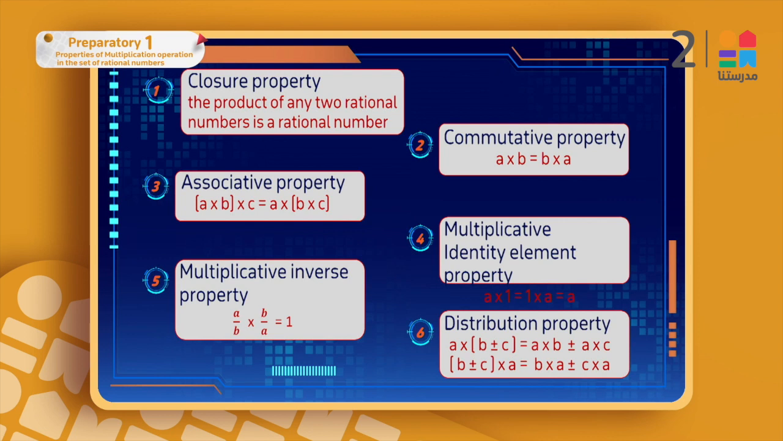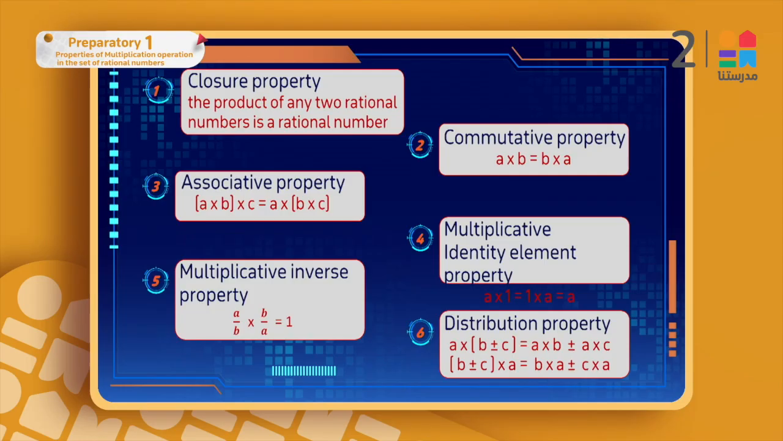distribution property. A times, and open brackets, B plus C or B minus C. We will distribute this A to multiply it by B, then multiply A and C. The same if we start the multiplication from left or from right, we will get the same answer. So here we have B plus or minus C times A. We can distribute this A to get B times A plus or minus C times A. Let's talk about each one of them.